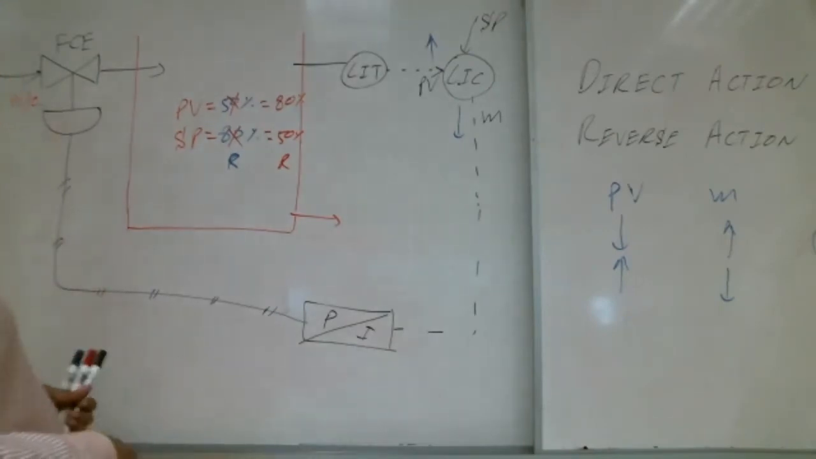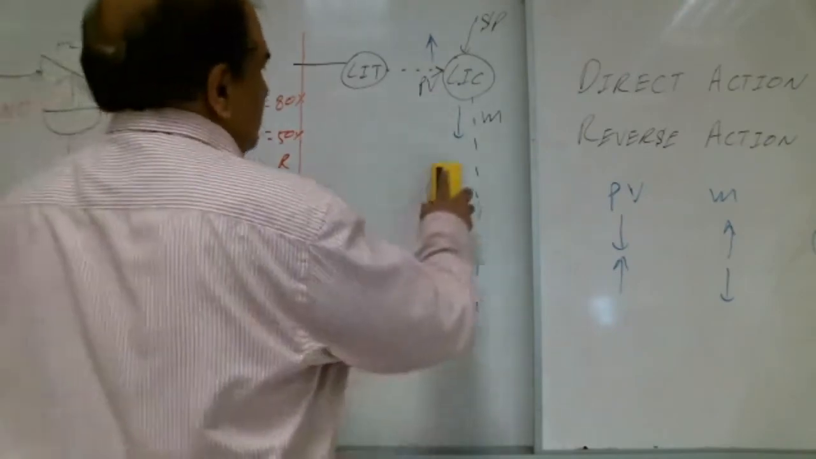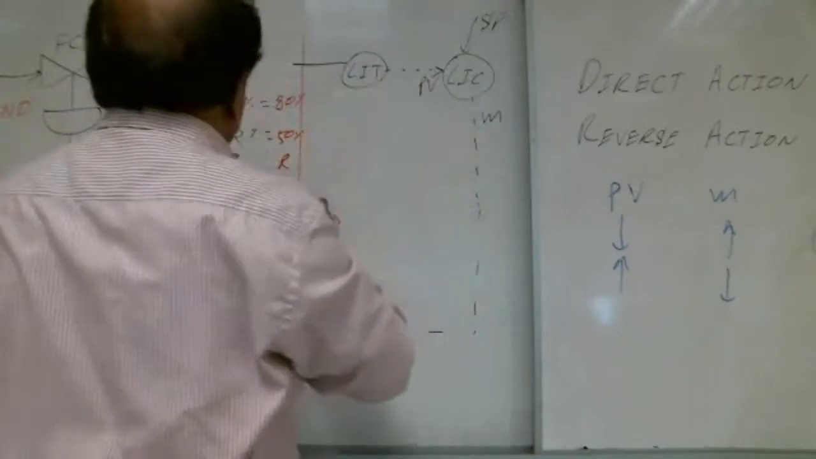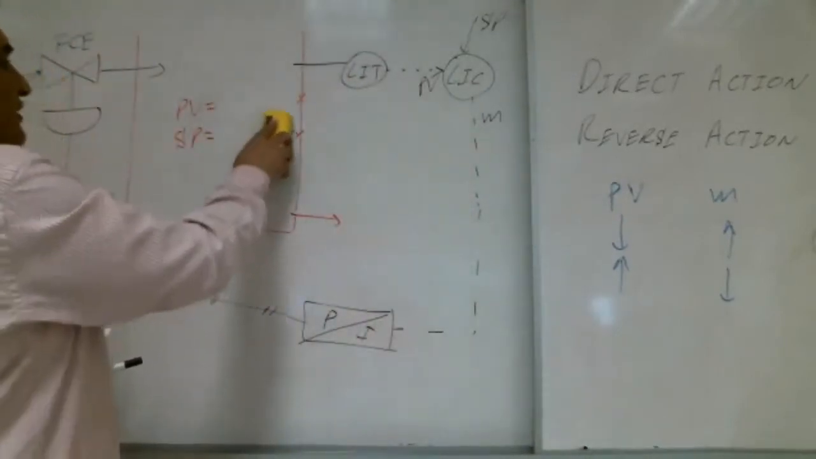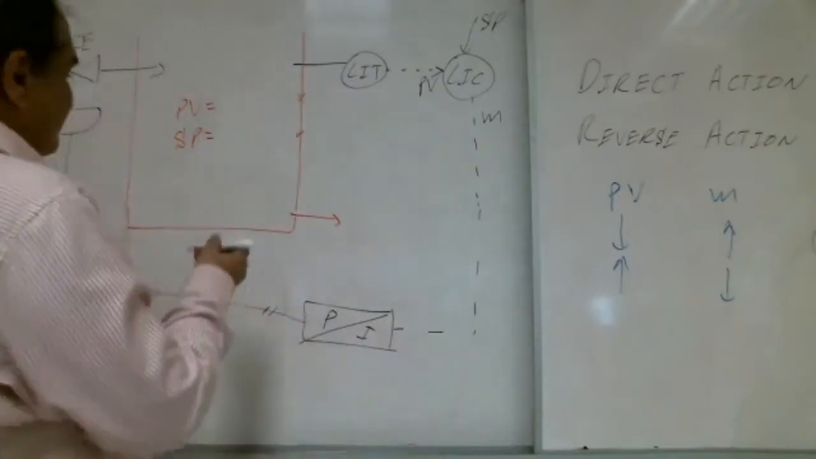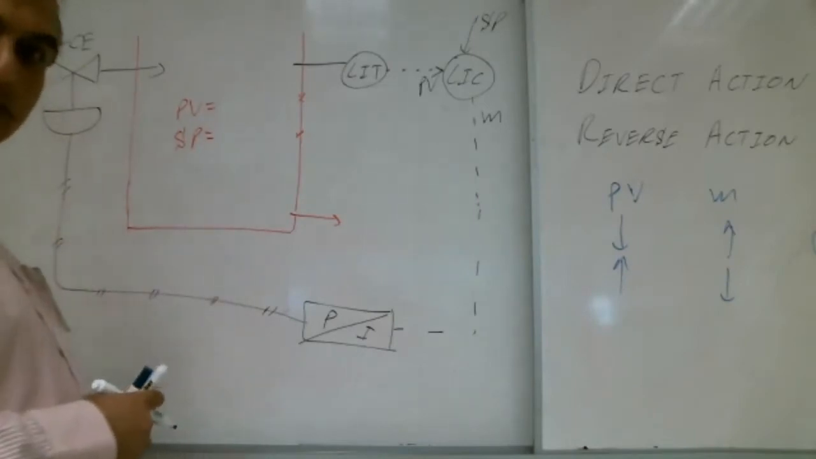Okay. If we change the type of the valve, then what will happen? Instead of normally closed, we say this valve is normally open. Then what will happen, Shabab? We'll remove the set point, the controller. Tell me some PV, Shabab. It will become direct action. Yes, very good.